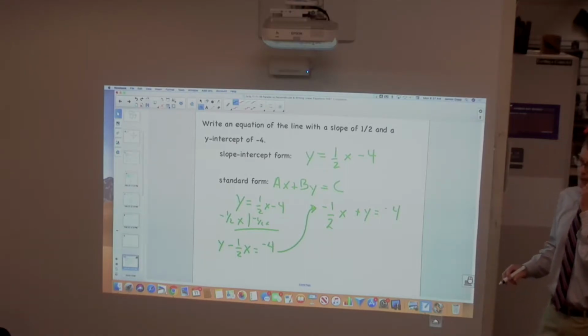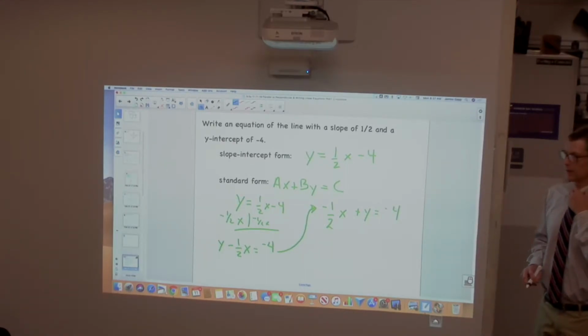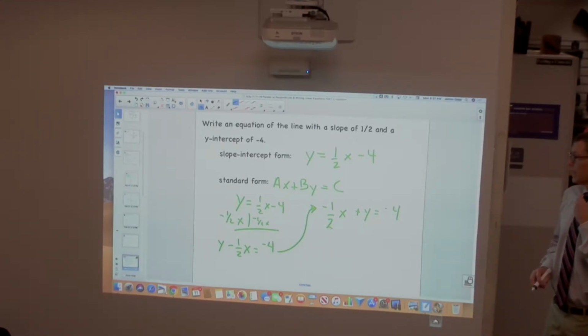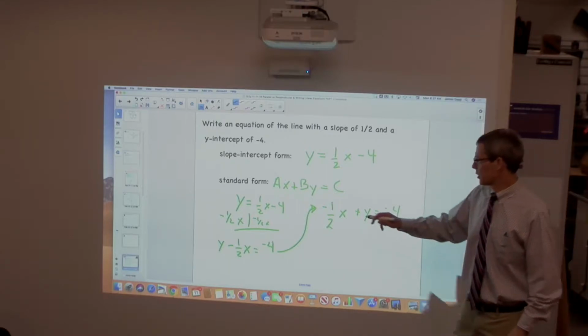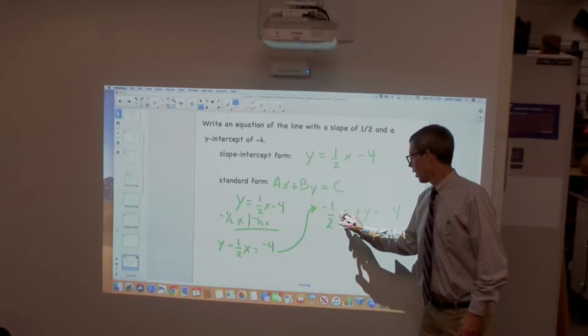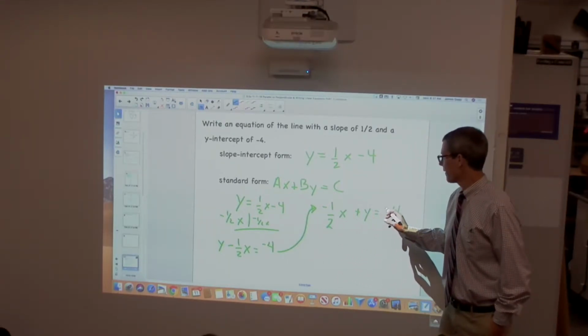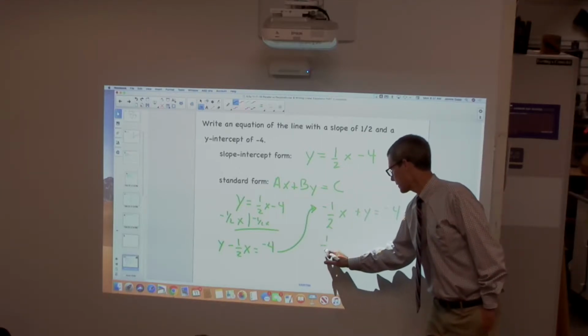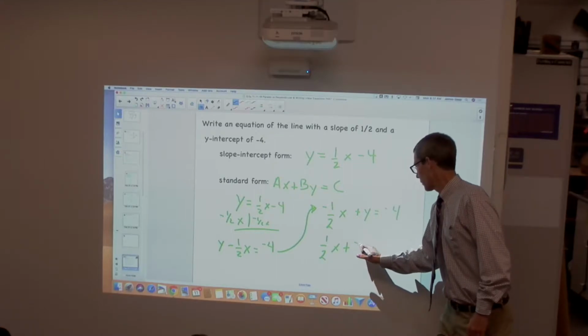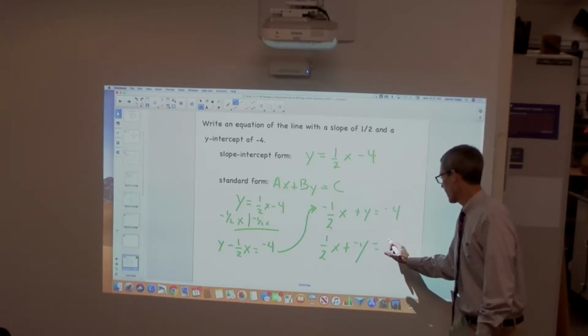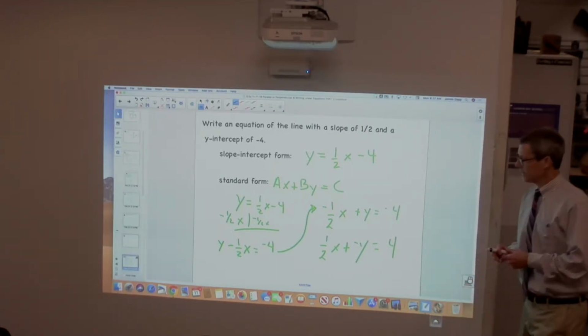And somebody just said the right answer a minute ago. How do I get rid of the negative sign on that thing? Divide by a negative. Yeah, I could divide by a negative or multiply in this case by -1. I multiply by -1, which distributes to all of these pieces. So it changes every sign. So that's 1/2 x plus -y equals +4. And that's it written.